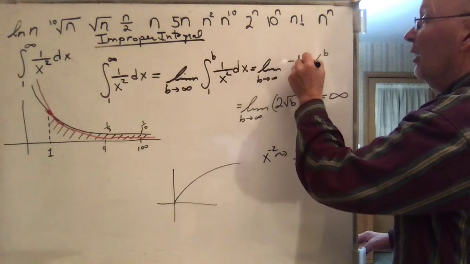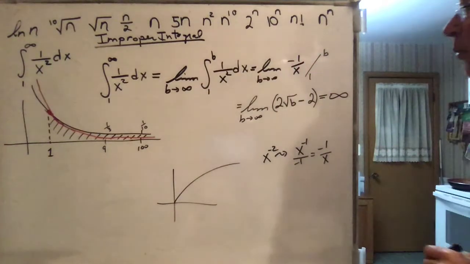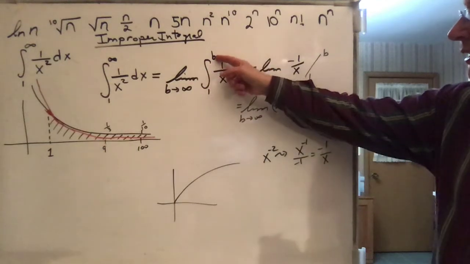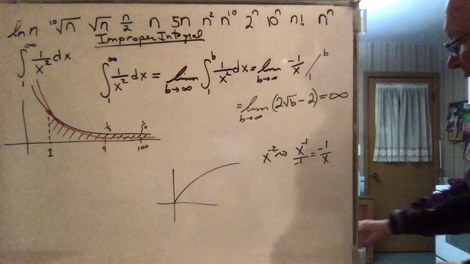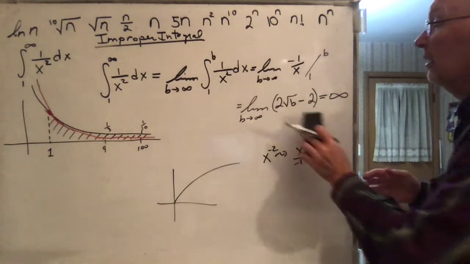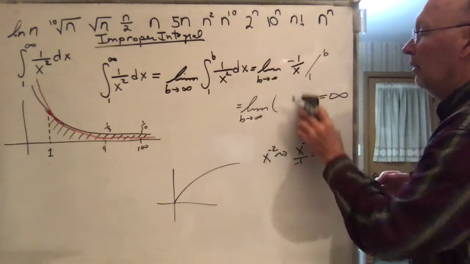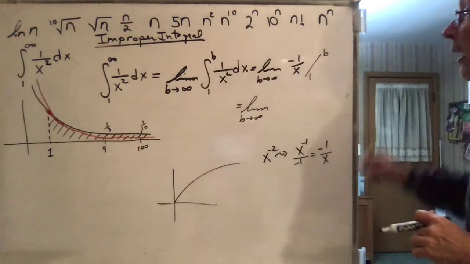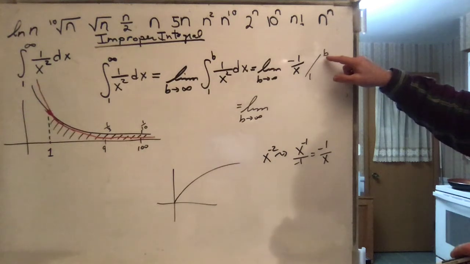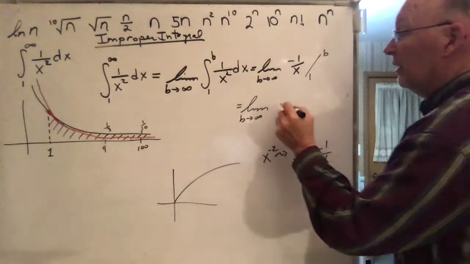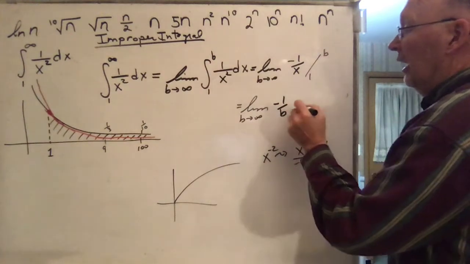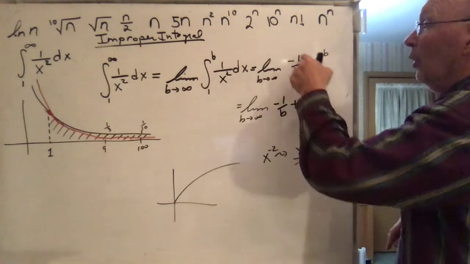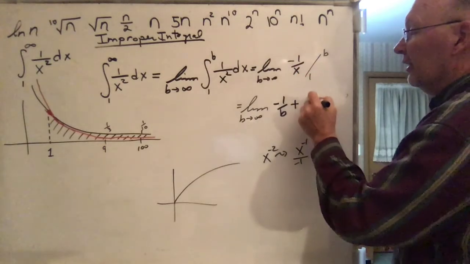It's going to be negative 1 over x from 1 to b. Everything else is the same. We're going to take the limit from here to here. Now let's see what happens. If you stick in b, you're going to get negative 1 over b. And now subtract the negative, so it's going to be plus 1 over 1. Stick in a 1 for x here, and you're going to get 1.